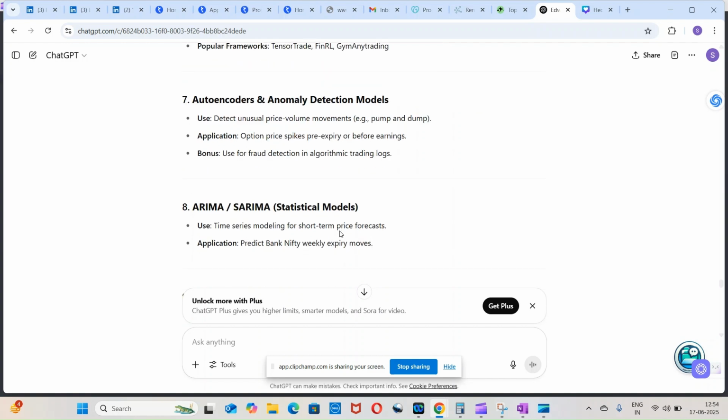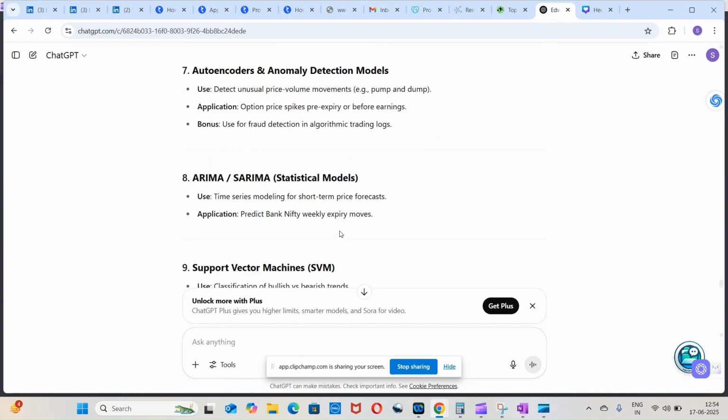Autoencoders and anomaly detection models. These detect unusual price movements like pump and dump, or very unusual movement from the norm. So these are able to detect option price spikes pre-expiry or before earnings. They can be applied for that. And a bonus is this is used for fraud detection in algorithmic trading logs.